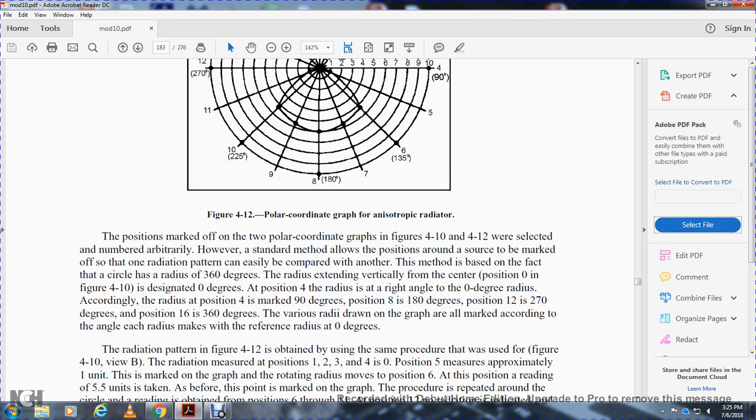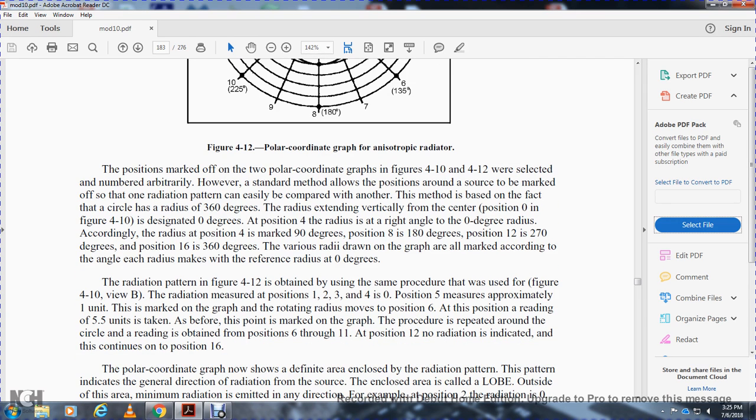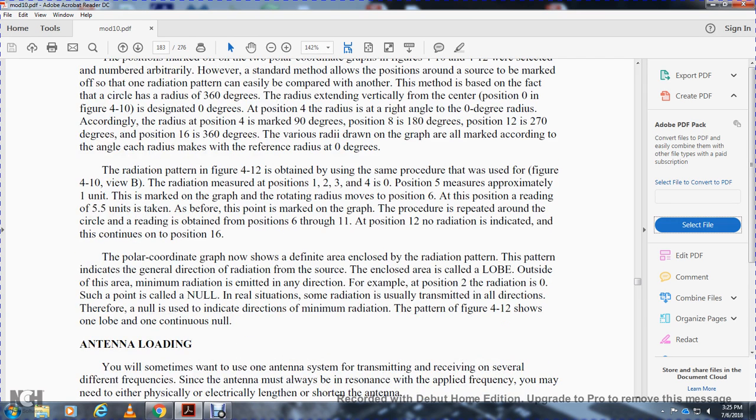The radius at a right angle to the 0 degree radius, position 4, is measured at 90 degrees. Position 8 is 180 degrees, position 12 is 270 degrees, and position 16 is 360 degrees. The various radii drawn on the graph are all marked according to the angle of each radius, making the reference over the 0 degrees.